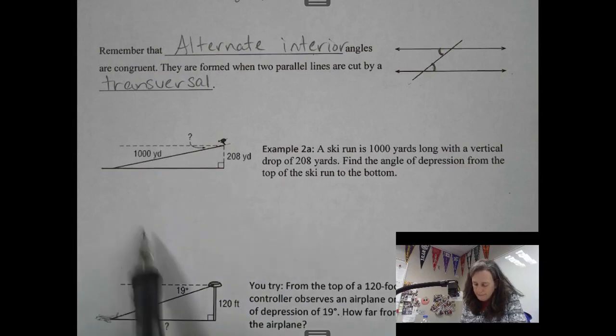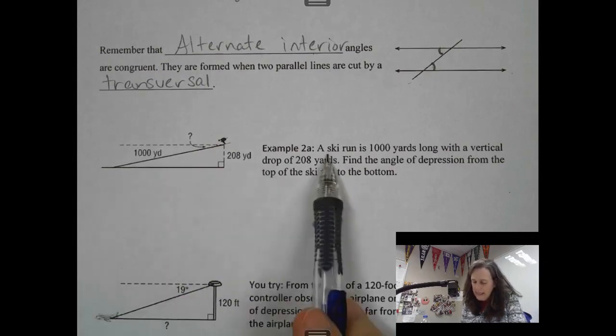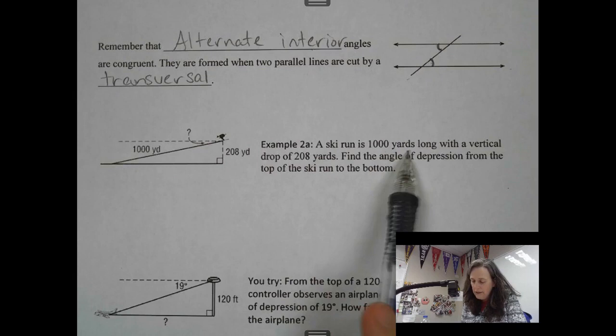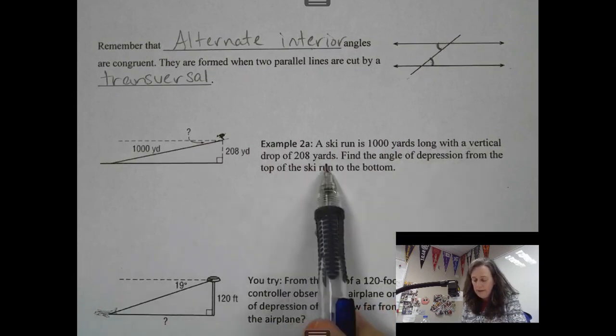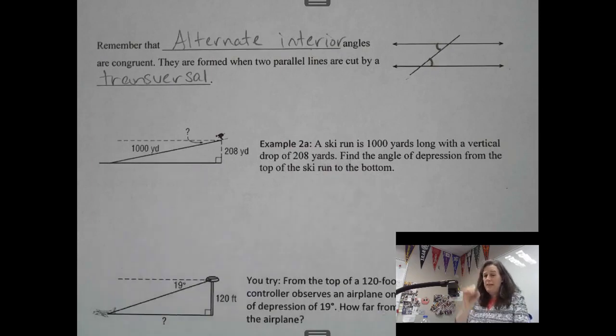Let's try this one. This says a ski run is 1,000 yards long with a vertical drop of 208 yards. Vertical is straight up and down, like you're jumping straight up and down.